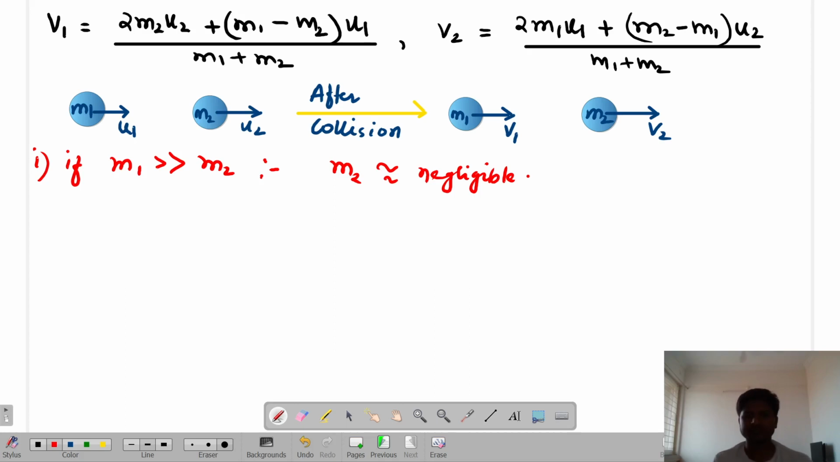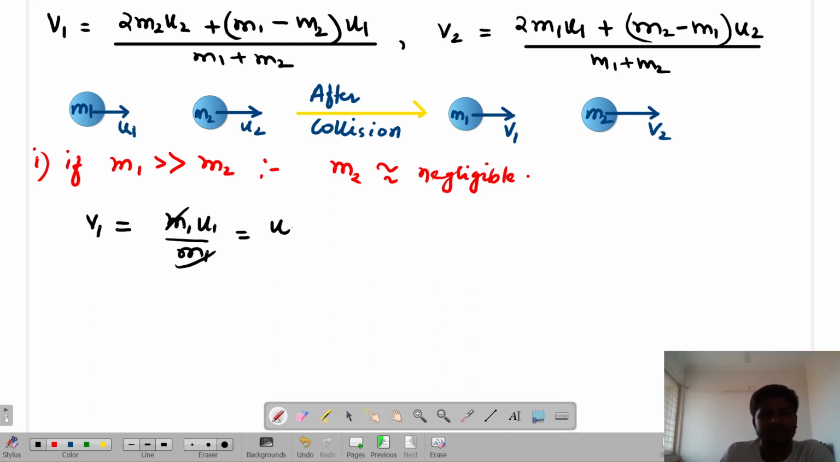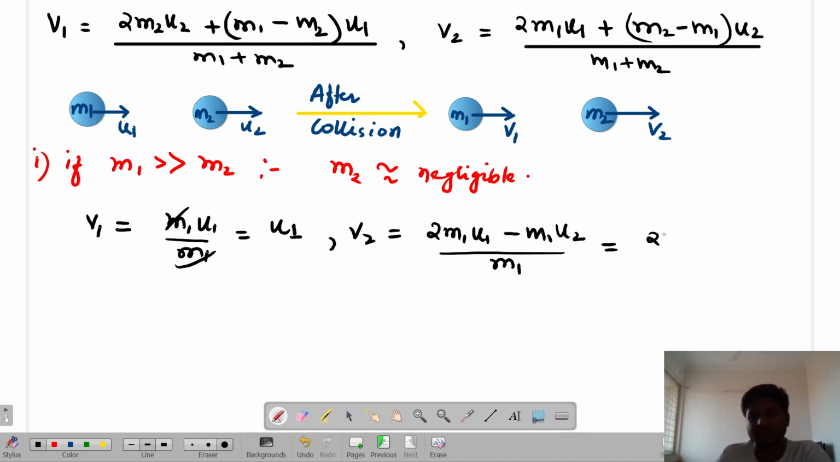Are you able to get me? So in case of v1, this m2 will be negligible, isn't it? So what will I be left with? I'll be left with m1 u1 divided by m1. So m1 m1 cancel, which is exactly equal to u1. And v2 will be written as what? That is twice of m1 u1, plus m2 is gone, so minus m1 into u2 divided by m1. So what I'm left with is twice of u1 minus u2. Are you able to get me or not?